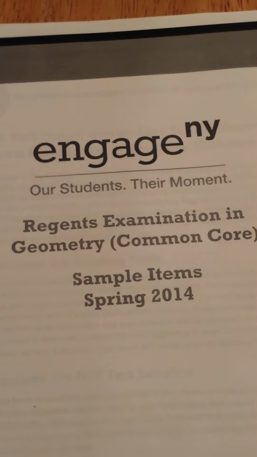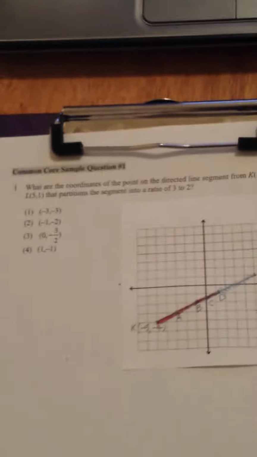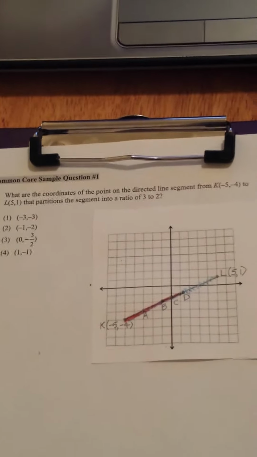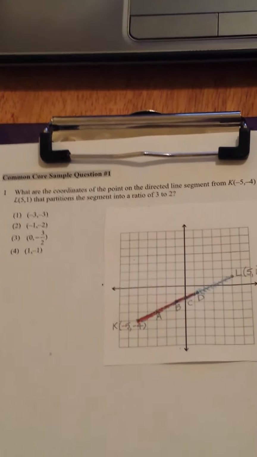There were 3 multiple choice released and 8 long answers. So let's look at the first one. The first one looks like this. What are the coordinates of a point on the directed line segment that partitions the segment into a ratio of 3 to 2? So this is much, much harder.